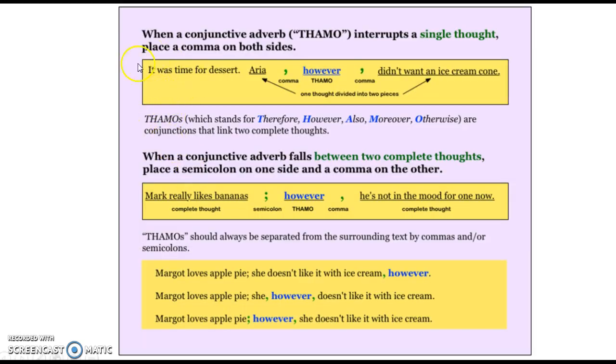Here's an example at the top. If I said, it was time for dessert. Aria, however, didn't want an ice cream cone. Notice that that last part, Aria didn't want an ice cream cone, is all one single thought, independent clause, one sentence. The themo, however, is coming in the middle of that independent clause. So we're not going to use something like a semicolon or a period because that's all just one sentence. But typically, a themo or those transition words show some kind of shift in an idea. So we have to put the commas around it to give our reader a little pause. Aria, however, didn't want one, okay?